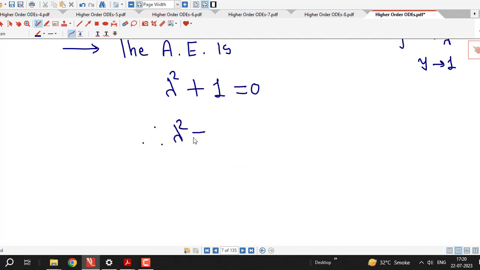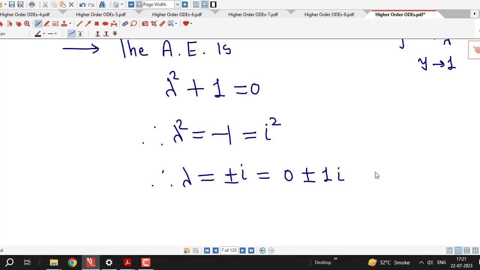To solve this, I am taking the 1 to the right hand side, and we know that minus 1 is the square of the imaginary number i, therefore lambda square is equal to i square. Therefore we have two possible values of lambda, plus or minus i, and this we can rewrite as 0 plus or minus 1 times i, and compare with alpha plus or minus beta i. Then we have alpha equal to 0 and beta equal to 1.